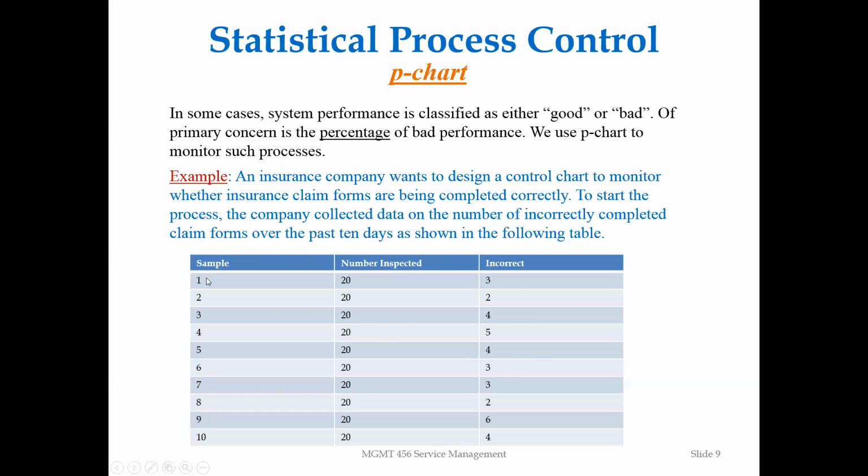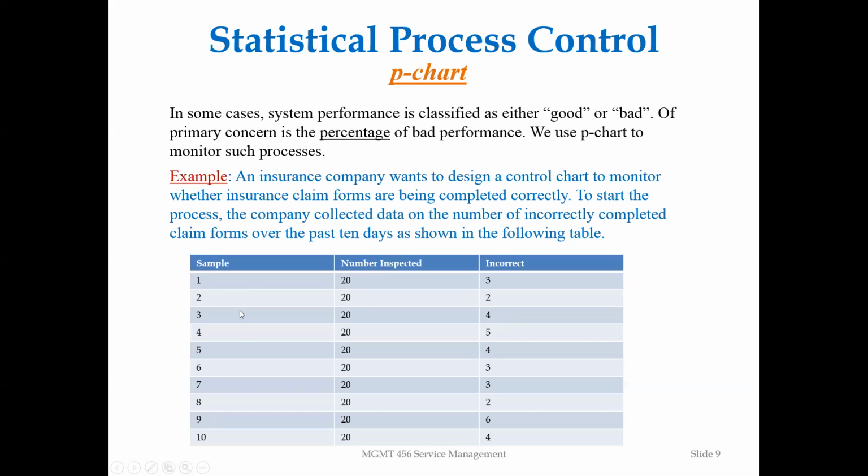So on day 1, they collect a sample. How many data points? They collect 20 data points. They inspect 20 claim forms. Out of these 20 claim forms, 3 forms were incorrect. So 3 out of 20 were incorrect. Then on day 2, they collect another sample. Again, sample size 20, and 2 out of 20 were incorrect.